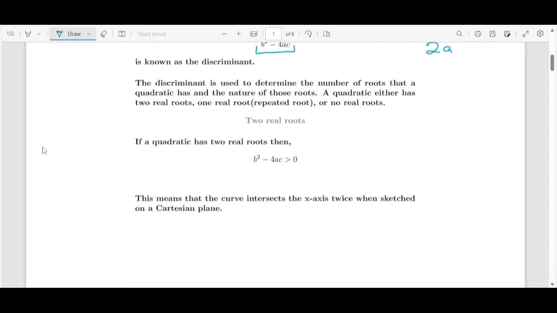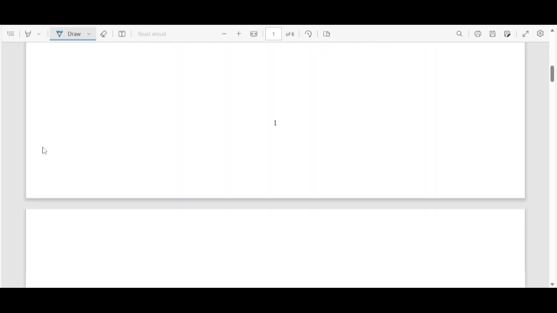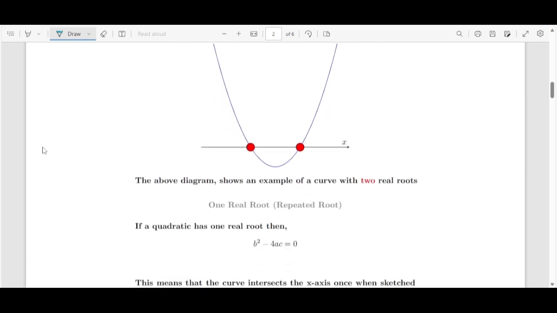If the quadratic has two real roots, b squared minus 4ac, the discriminant, is said to be greater than 0. And when we sketch this on a Cartesian plane, you notice that the curve will intersect the x-axis twice. So this is an example of a scenario where the quadratic has two real roots. You can see that the x-axis intersects it twice.